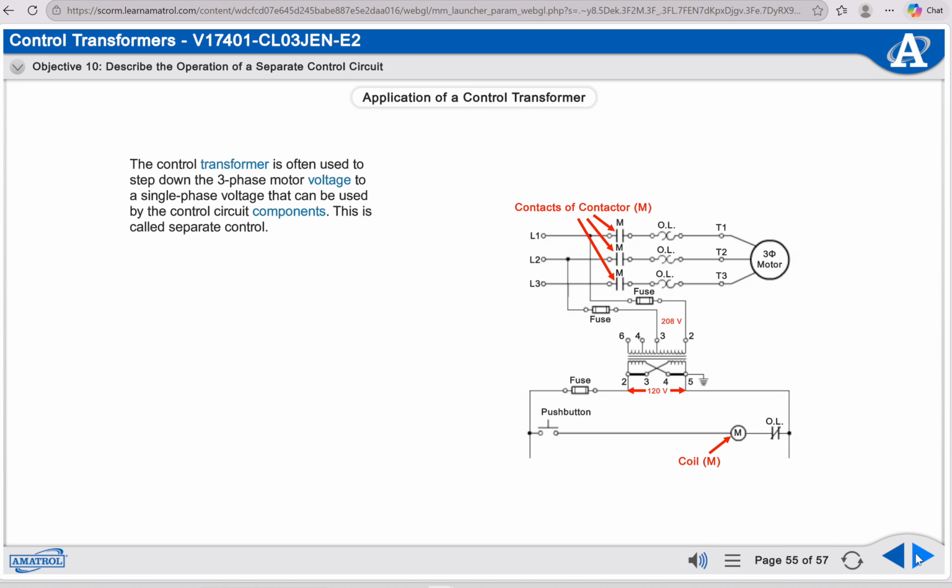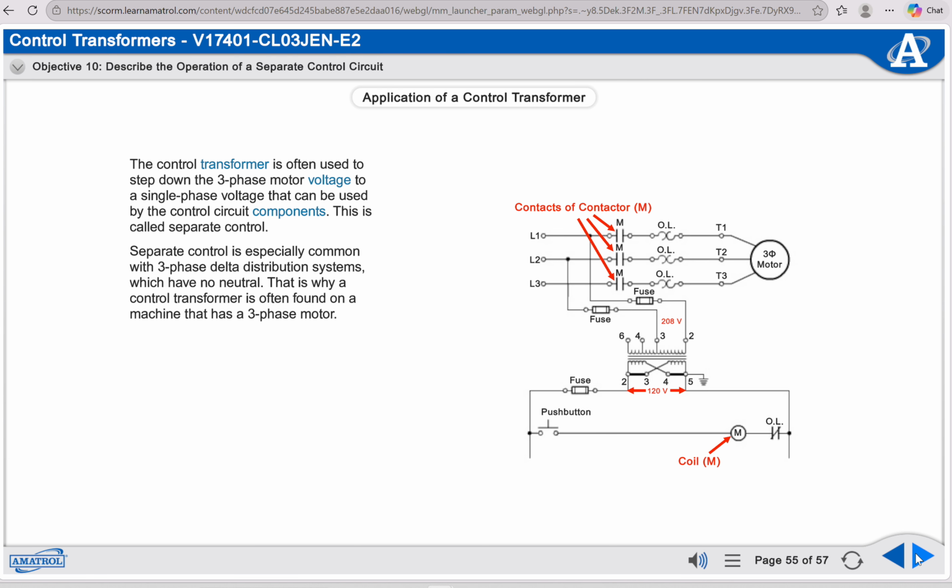A control transformer is often used to step down the three-phase motor voltage to a single-phase voltage that can be used by the control circuit components. This is called separate control. Separate control is especially common with three-phase delta distribution systems, which have no neutral. That is why a control transformer is often found on a machine that has a three-phase motor.